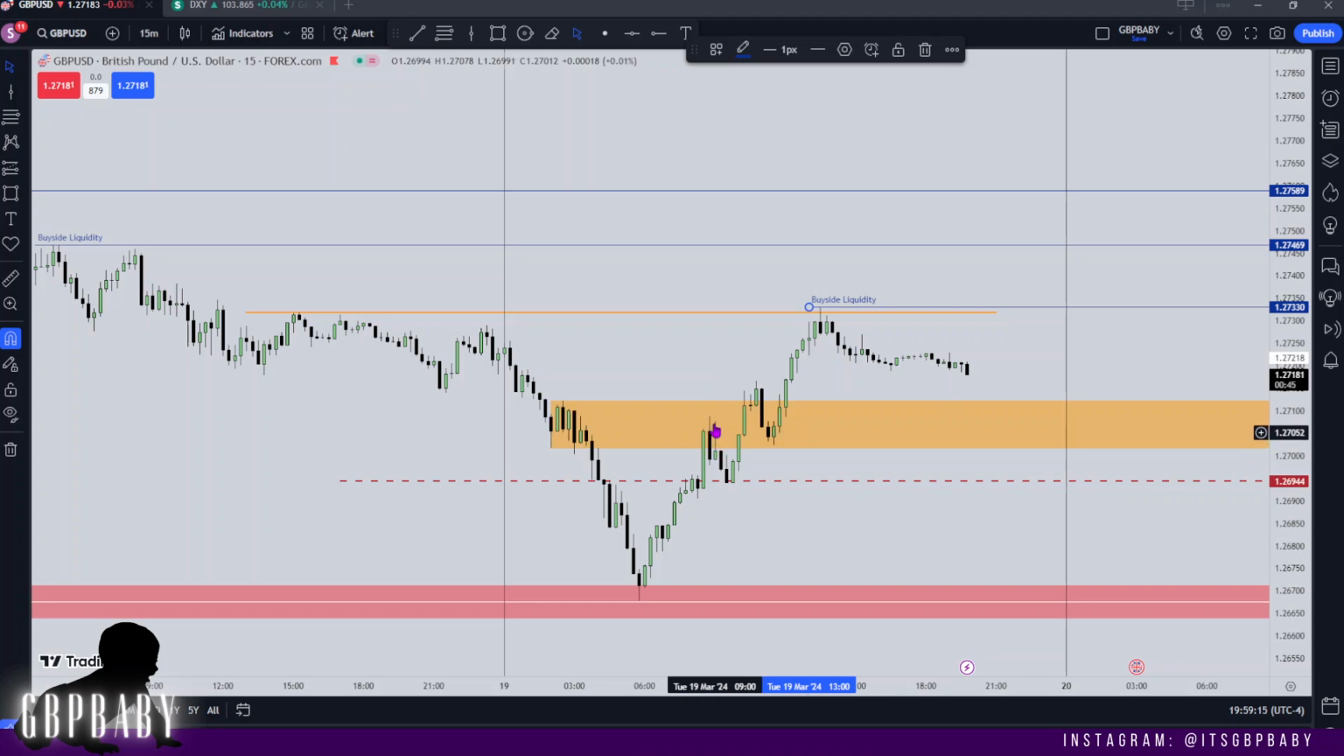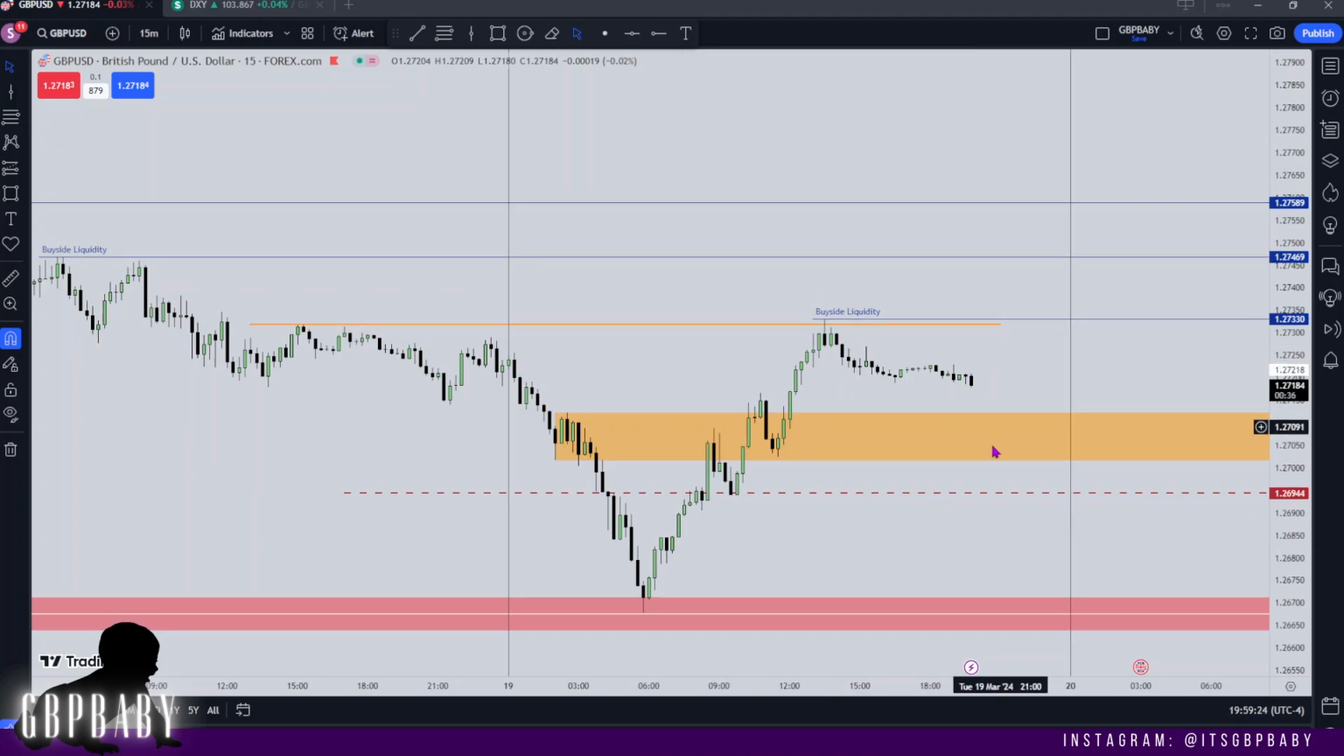If you go to the 15-minute, you can see how these order blocks are stacking inside each other. That's nice to see. So I'm looking now to see, can it provide the support we need, like I said, to trade higher.